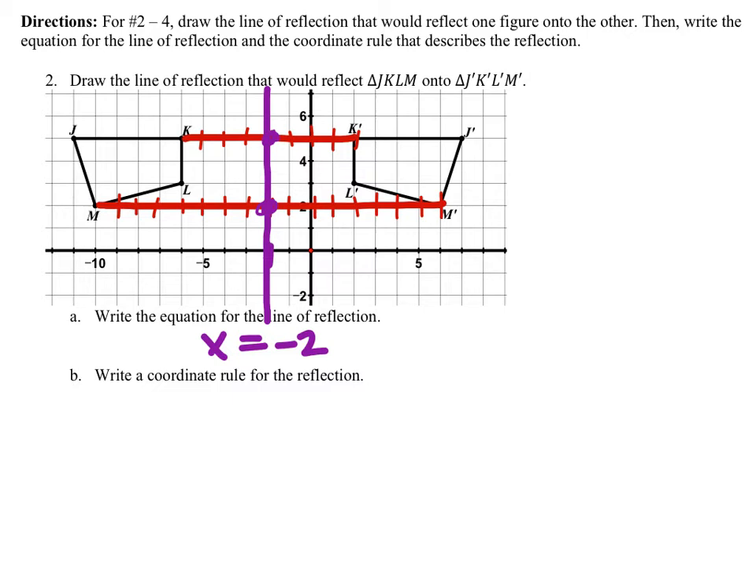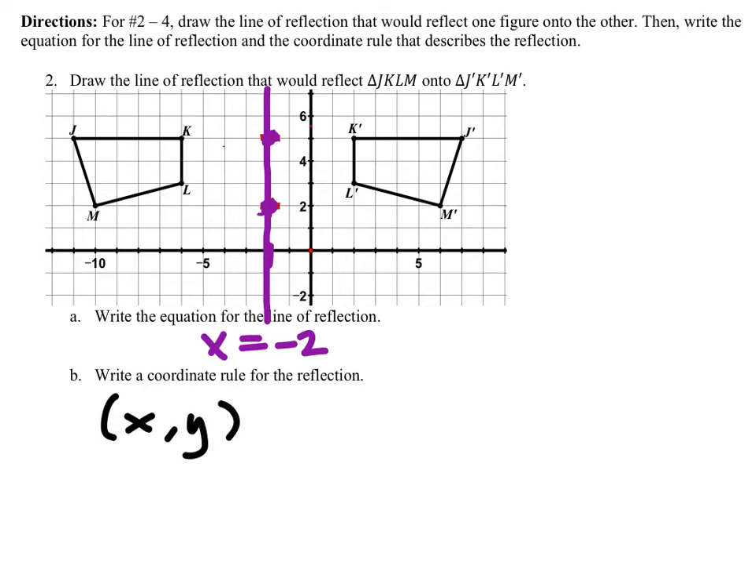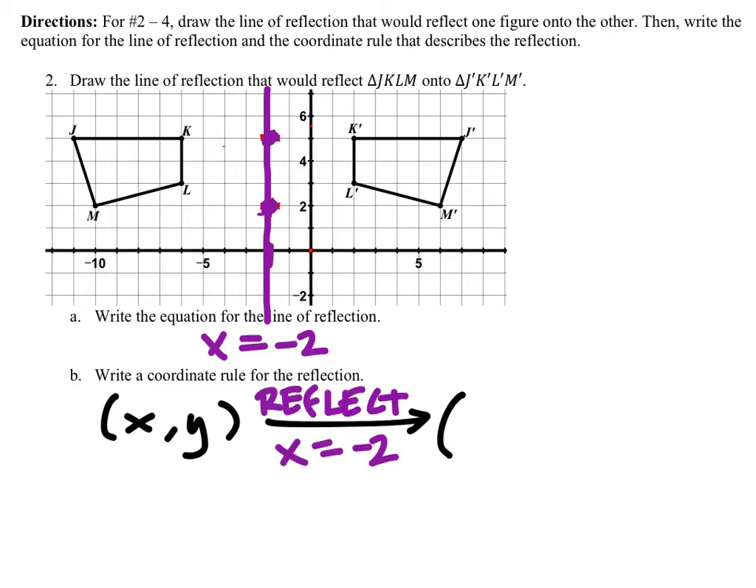Let's write the coordinate rule for these. So KLMJ is on the left. Let me get rid of some of these lines. So one thing we should remember on the coordinate rule is that we have to acknowledge that it's x and y. Then we got an arrow like these. And we just need to write what transformation is taking place. This one is a reflection across the line x equals -2. And then we should have another set of coordinates.